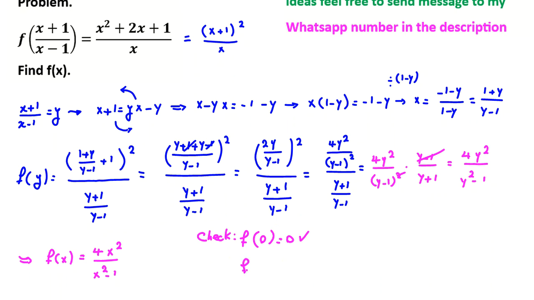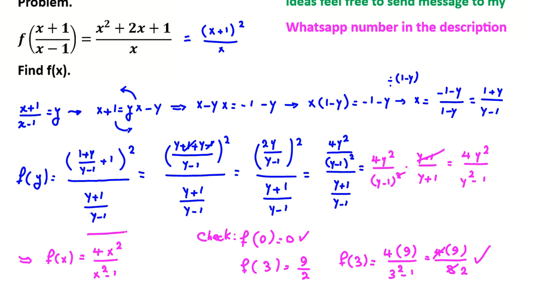For example, if x is 2, it will be 2 plus 1, 3, over 2 minus 1, 1, so f of 3. By this formula, it will be 2 plus 1, 3 squared, 9 over 2. If we use this, f of 3 will be 4 times 3 squared, which is 9, over 3 squared, 9 minus 1, so it will be 4 times 9 over 9 minus 1, 8. If you simplify, it will again be 9 over 2.